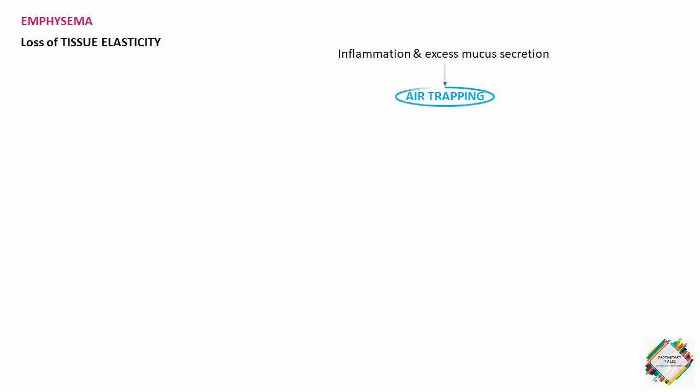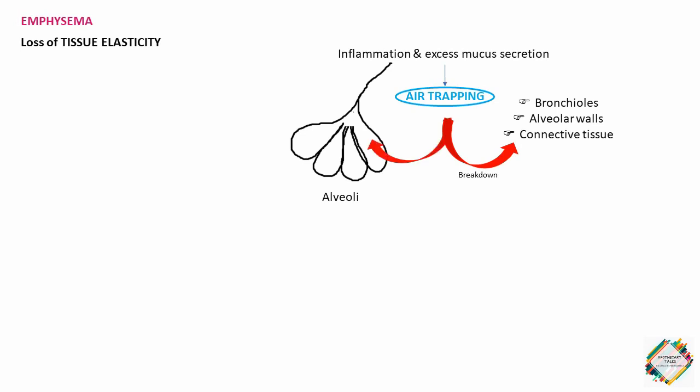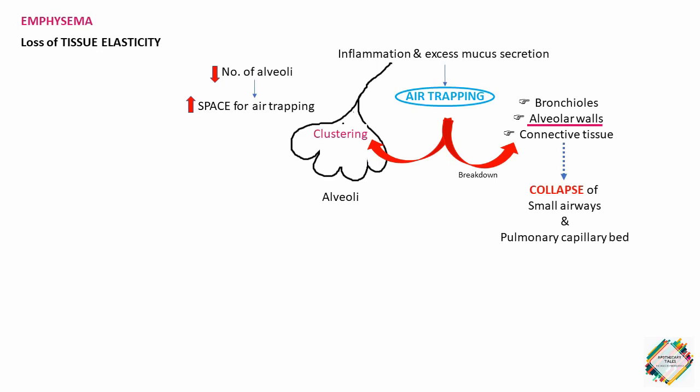Next, we're talking about the pathophysiology of emphysema. So the anatomical changes that we usually see is the loss of tissue elasticity. Inflammation and excessive mucus secretion, as from the long-standing chronic bronchitis, causes air trapping in the alveoli. This contributes to the breakdown of the bronchioles, alveolar walls, and connective tissue. As the clusters of alveoli merge, the number of alveoli diminishes, leading to increased space for air trapping. Destruction of alveolar walls causes collapse of small airways on exhalation and disruption of the pulmonary capillary beds.